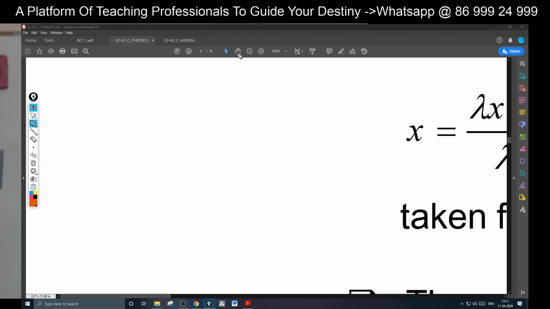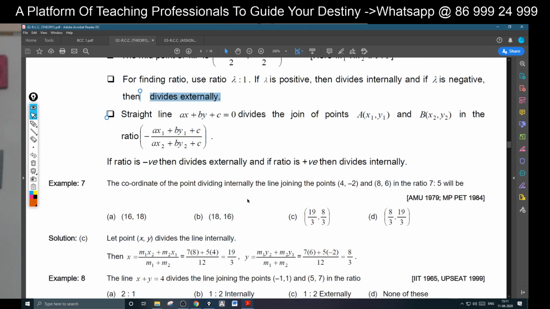Let us see now. That's what the formula is given. We have seen which is the formula. This one is the formula, which I just now derived. Go to the statement: the straight line ax plus by plus c is equal to 0 divides the line joining the points (x1, y1) and (x2, y2) in the ratio minus of (ax1 plus by1 plus c) by (ax2 plus by2 plus c). Okay.